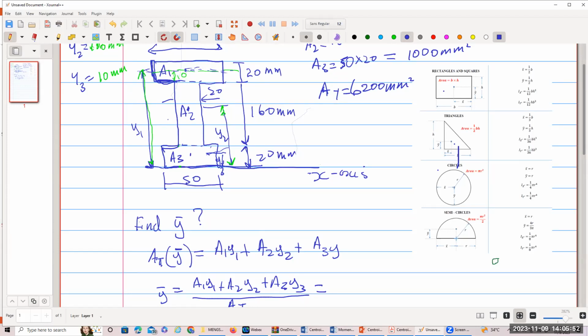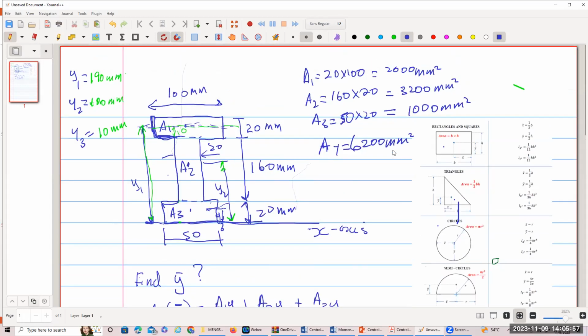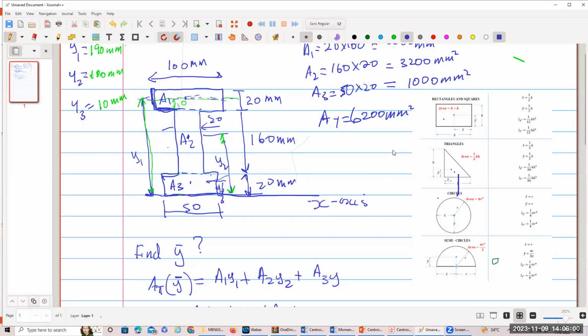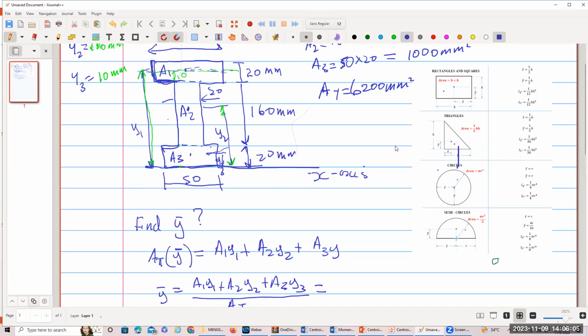So we know area one is, what was area one again? Area one is 2000. So that's 2000. So you just need to put in area one is 2000 times y1. What was y1? 190, plus area two, 1000. No, area two. Actually, all right, I'm not going any further. Apply that formula and see if you can get it right.